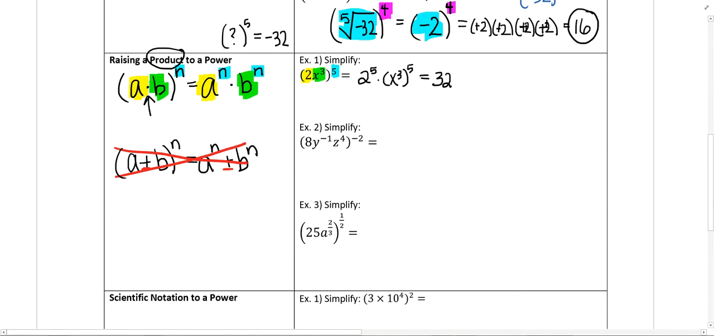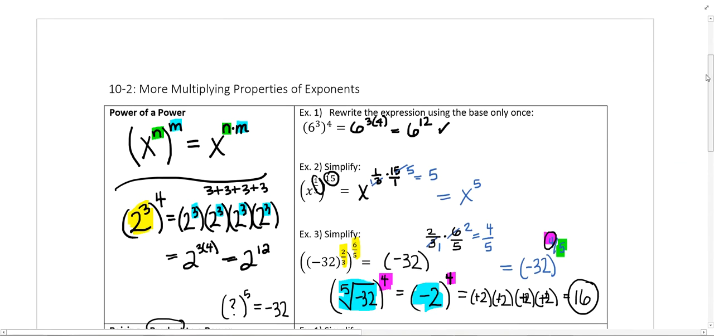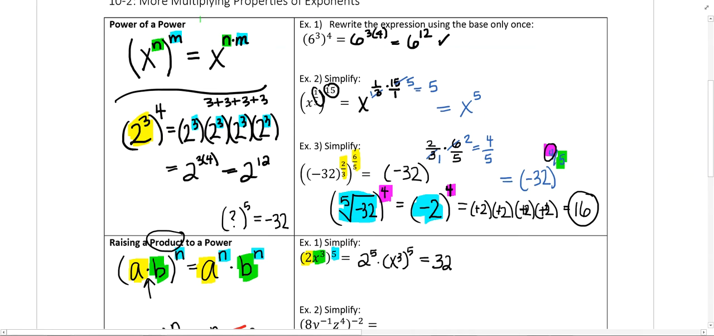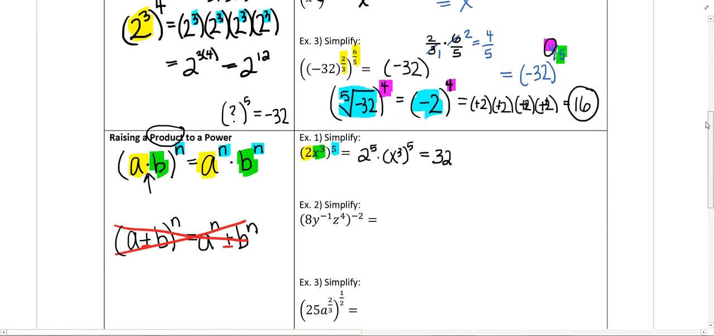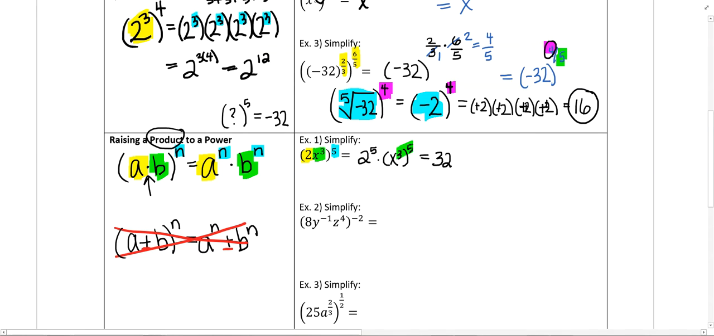X cubed to the 5th power, well, that is another rule. That's the rule we just learned right here. This is where you have a power to a power, so we are going to multiply. So we are going to multiply the 3 and the 5 to get 15. So final answer is 32 times x to the 15th power.